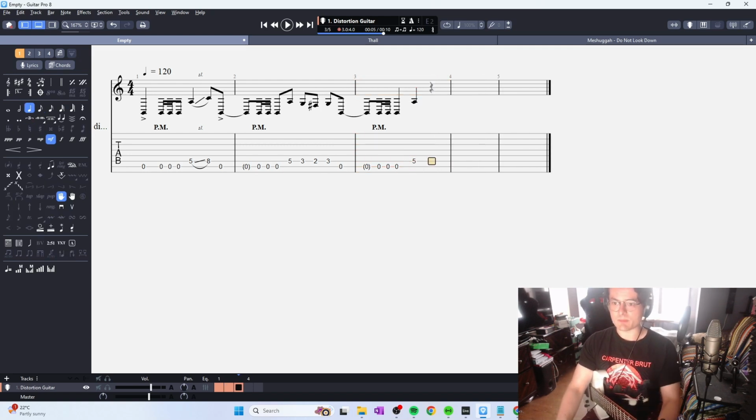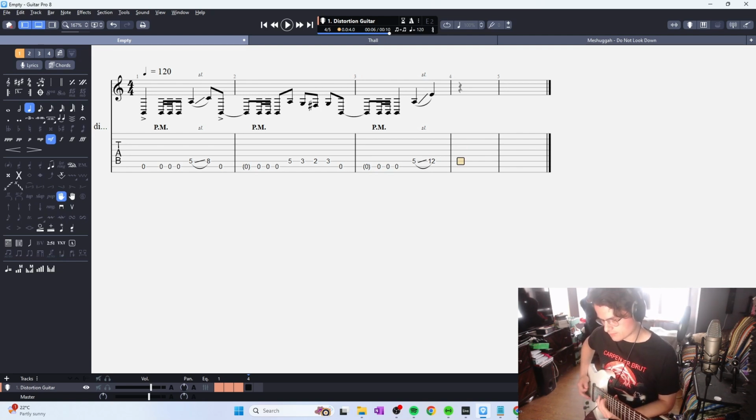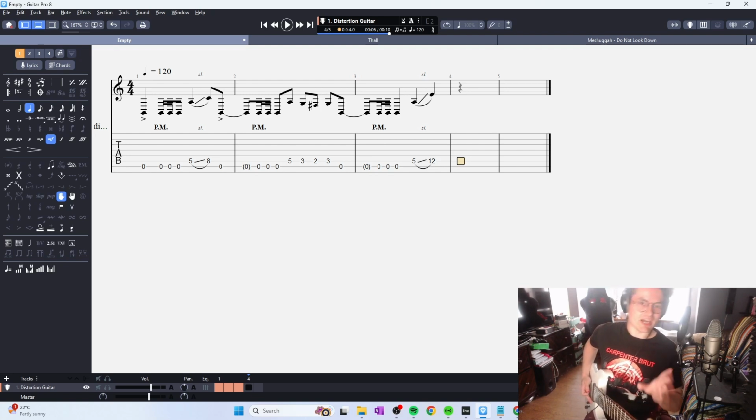That would be sliding up to the 5th. So we slide from the 5th of the scale. So we'll slide from the 5 up to the 12. I do kind of want to have something that brings this to a bit of a conclusive feel. And one thing that I'm thinking about, not those notes, definitely not those notes.